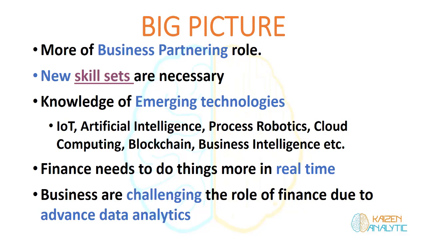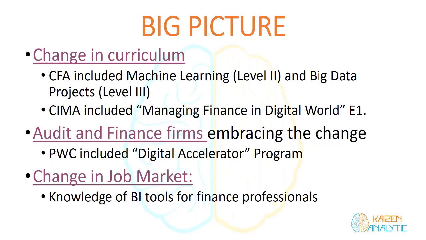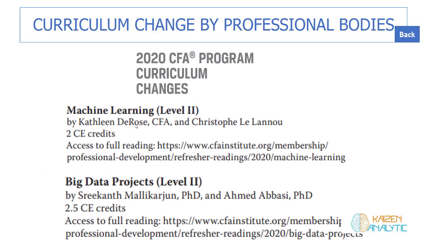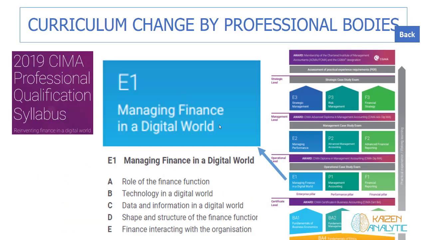And this change is happening in all channels. If you analyze some of the changes in curriculum, CFA has changed their curriculum. If you can see, CFA has introduced machine learning in level 2 and big data projects in level 3. And SEMA has included in their operational level a subject of E1 for managing finance in the digital world.